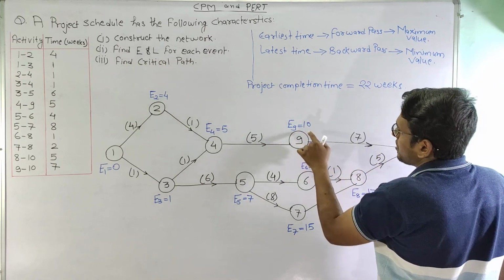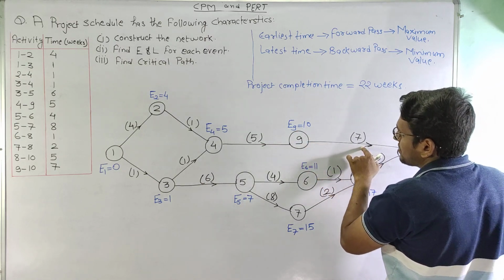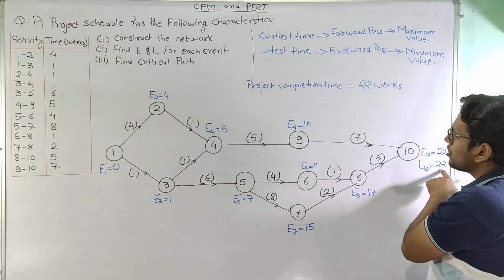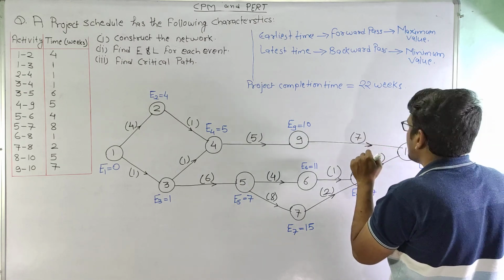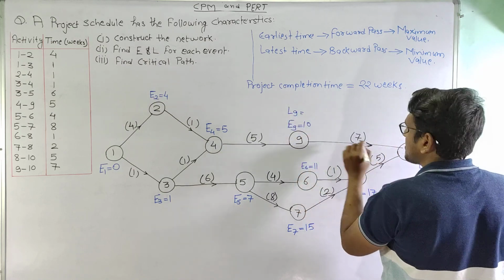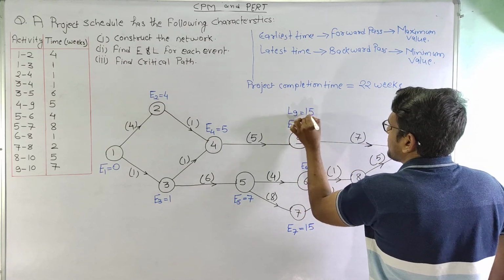We can see that only a single outgoing arrow is there for 9. So we will simply subtract this. This is 22. 22 minus 7 is 15. So L9 is equal to 15.